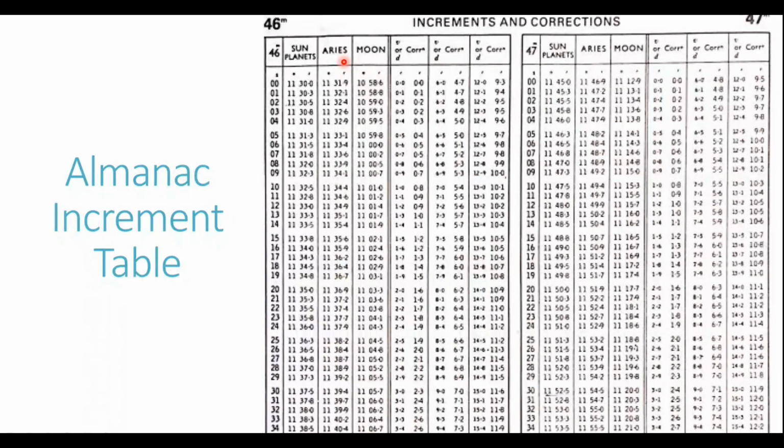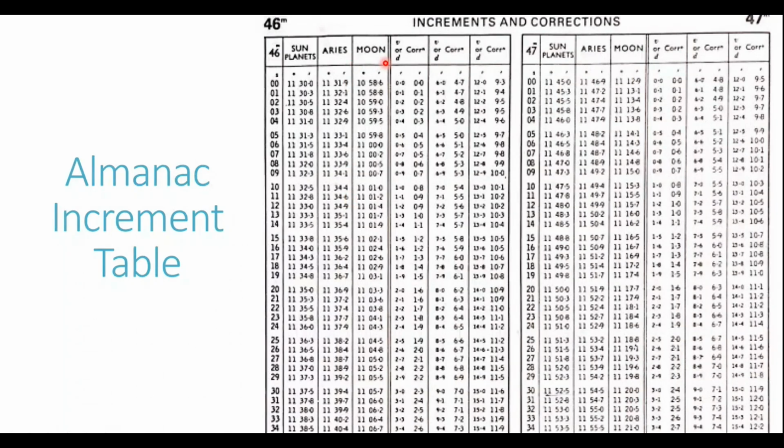You should pick up the value of the increment from the appropriate table as per the celestial body which you are looking for. In case of stars, it will be picked up from the Aries column, and in case of sun and planets, it will be picked up from the sun and planets column. The difference is evident if you see for 46 minutes and 10 seconds, the value for sun was 11 degrees 32.5 minutes, whereas for Aries it is 11 degrees 34.4 minutes.